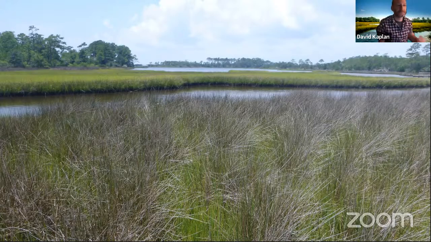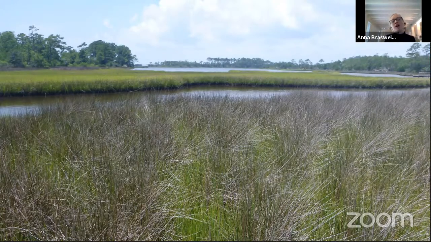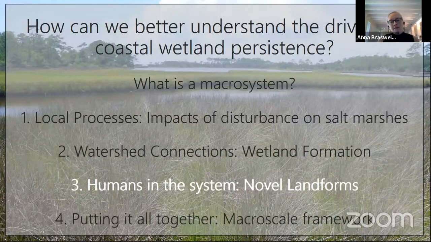So, talked about local processes. We've talked about how these systems are connected to their watersheds through sediment deposition, but also marine processes, and also how humans can have an influence on these systems. Next, I'm going to talk about humans in the system and novel landforms. So this is work that I'm doing right now, so you're going to have to bear with me. It's fresh, and the results are not as polished as the other studies.